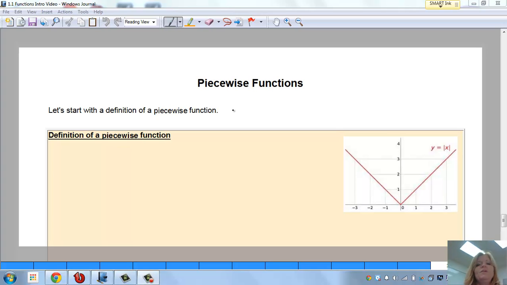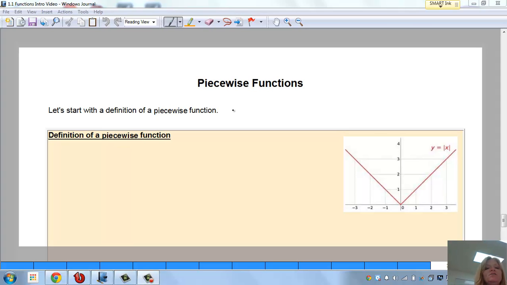This is a video on piecewise functions, and I'm going to give you a little basis of what piecewise functions are. I'm going to show you how to graph them on the Inspire calculator, and we're going to practice graphing them here, and we're also going to practice finding the formula for a piecewise function. So let's do the first one.